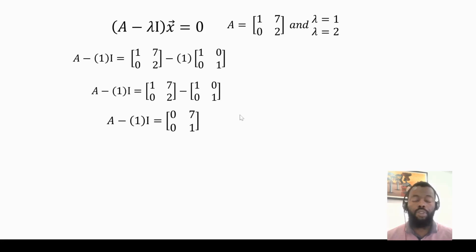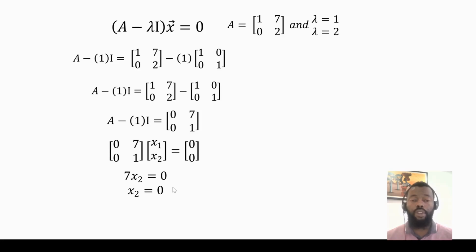We have to remember that we are solving this equation, so we will multiply this product by the x vector equal to 0. As we have 0 here, we have 7 times x2 equal to 0, and here we have 0. So x2 is equal to 0. We can choose any number for x1, and here we have our eigenvector for lambda 1.